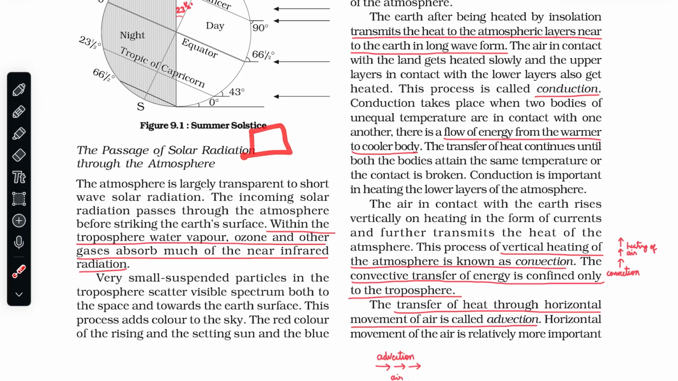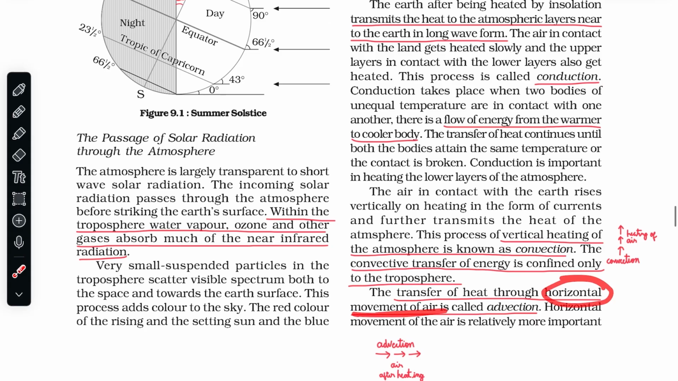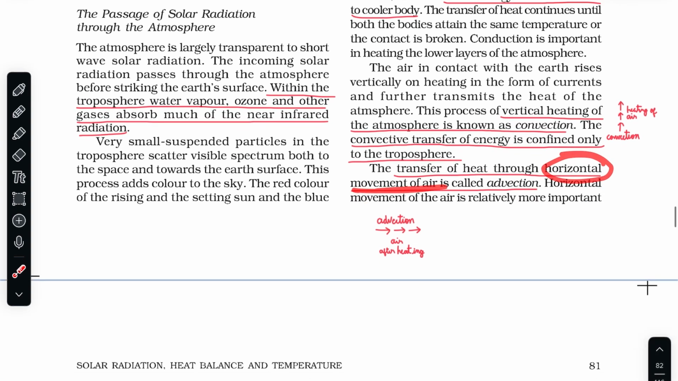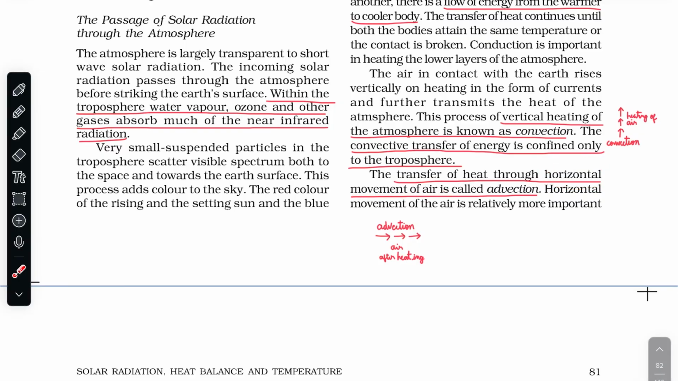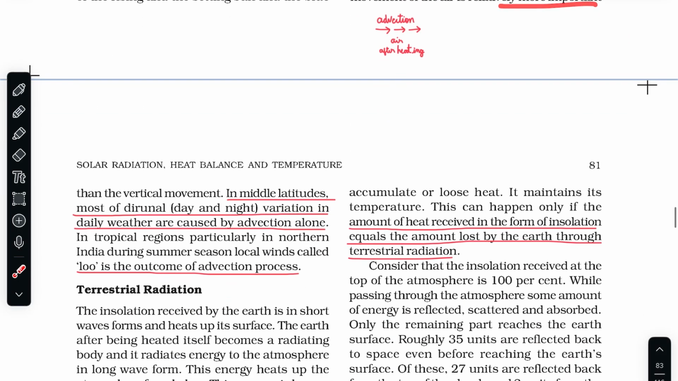Conduction is like these are two bodies which have contact over here. If there is a source of heat, it would get transferred. Then in convection, a body gets heated and rises vertically on heating. Then in advection, the transfer of heat is through the horizontal movement of air. So horizontal movement of air is relatively more important than the vertical movement.